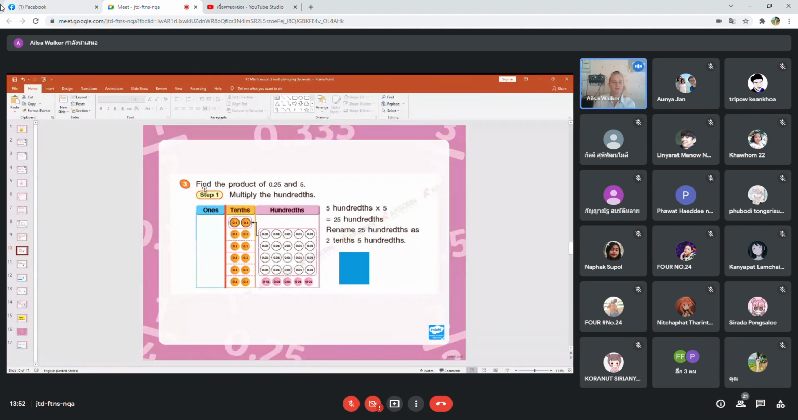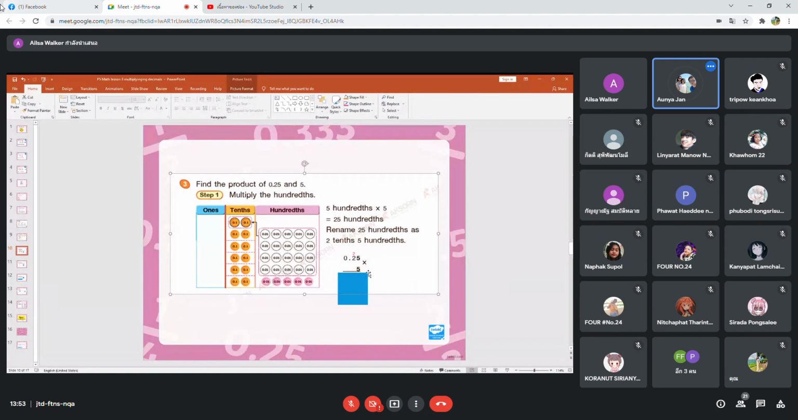Here, we have to find the product. That means the answer of 0.25 and 5. So we are going to multiply. First, we multiply the hundredths column. So we do 5 times 5, equals 25, good, easy, 25, good job.